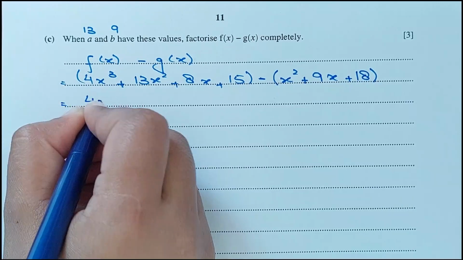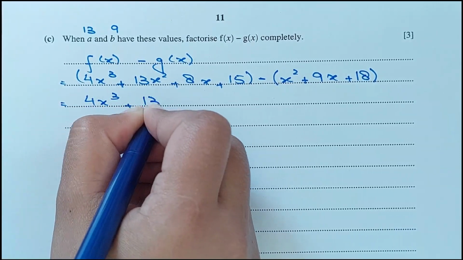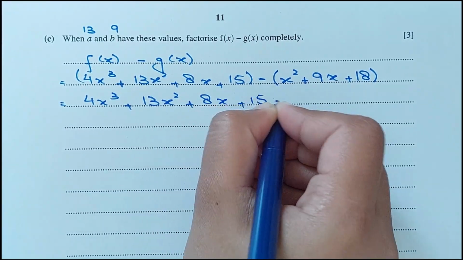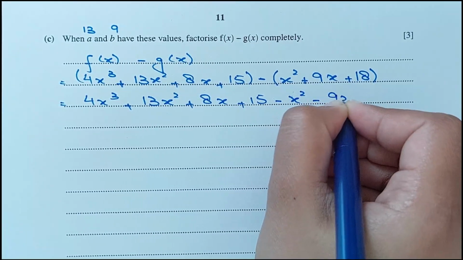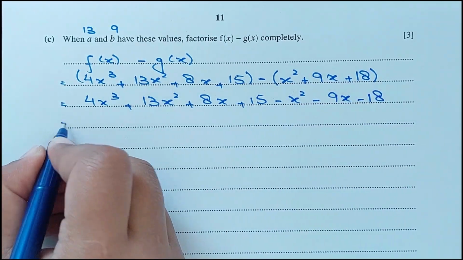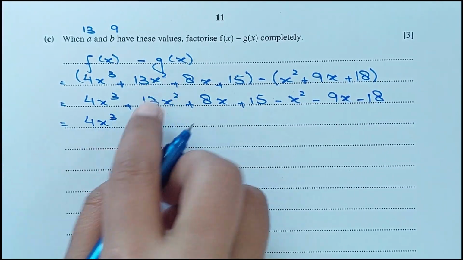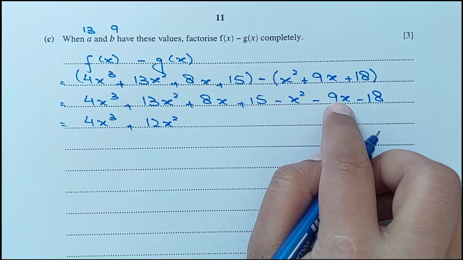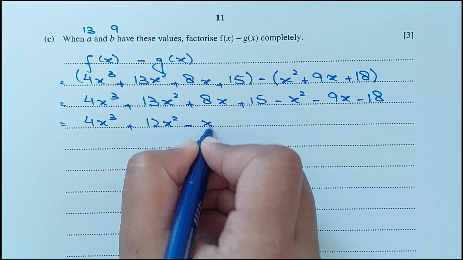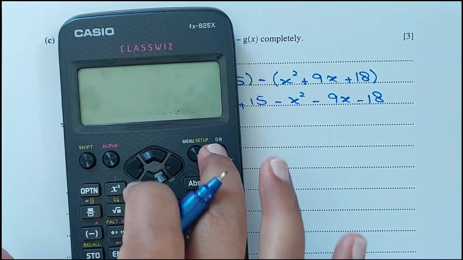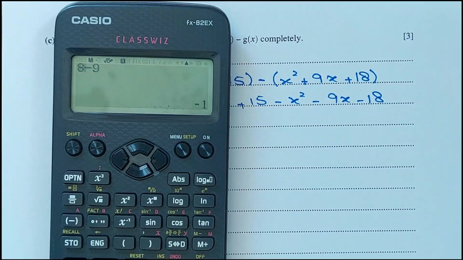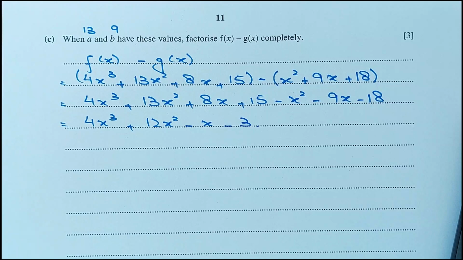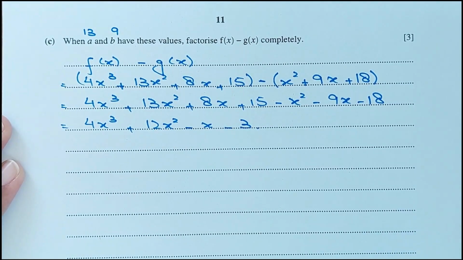So this is 4x cubed plus 13x squared plus 8x plus 15 minus x squared minus 9x minus 18. So 4x cubed, 13 minus 1 is plus 12x squared, 8 minus 9 is minus x, and 15 minus 18 is minus 3. Right. Let me use the method of synthetic division over here.